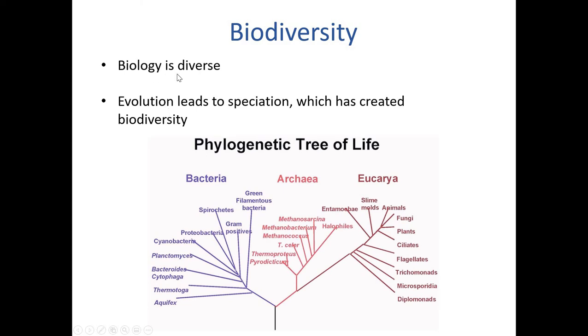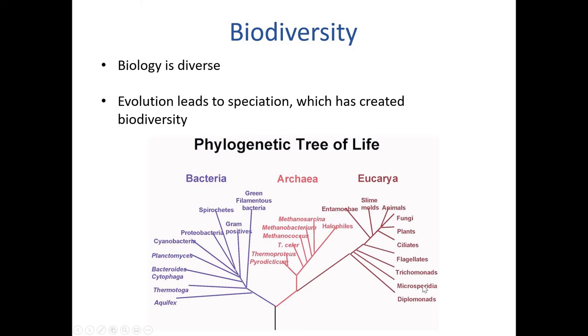As we know, biology is diverse, and so I think this is a pretty logical follow-up to our last unit because evolution, of course, we learned leads to speciation, which has basically created all of the biodiversity that we see on Earth. And so we have these 3 domains of life: bacteria, archaea, and eukaryotes.